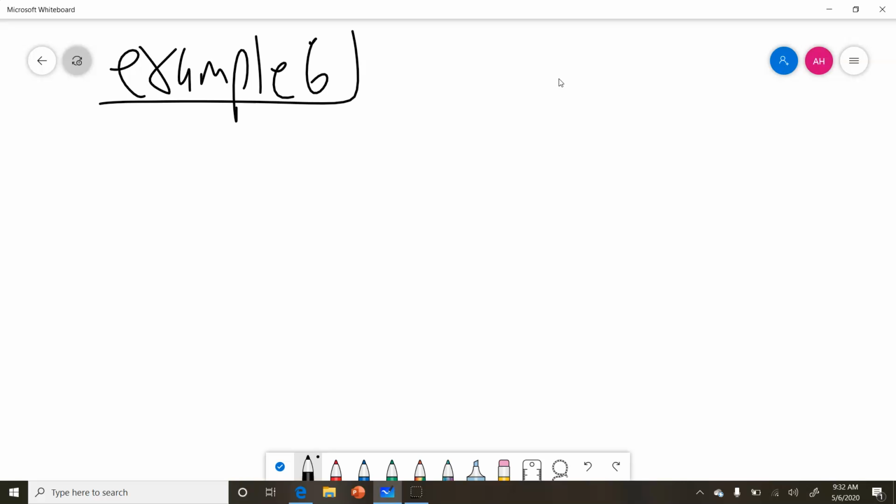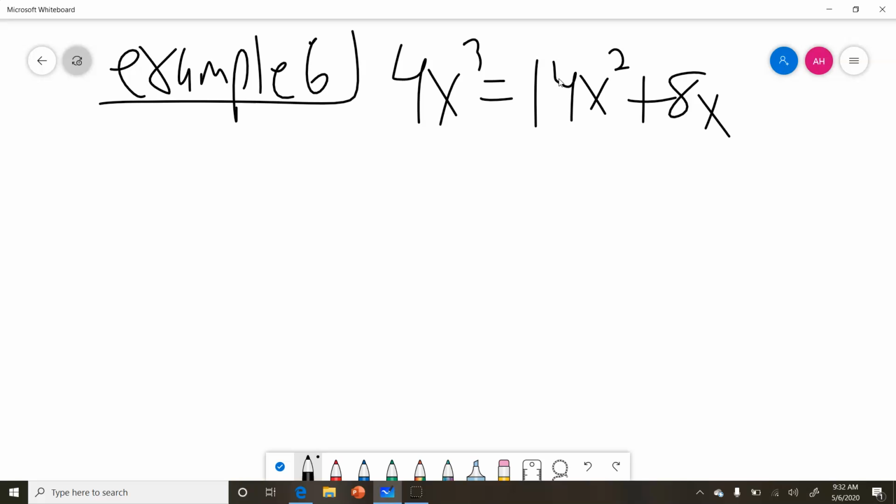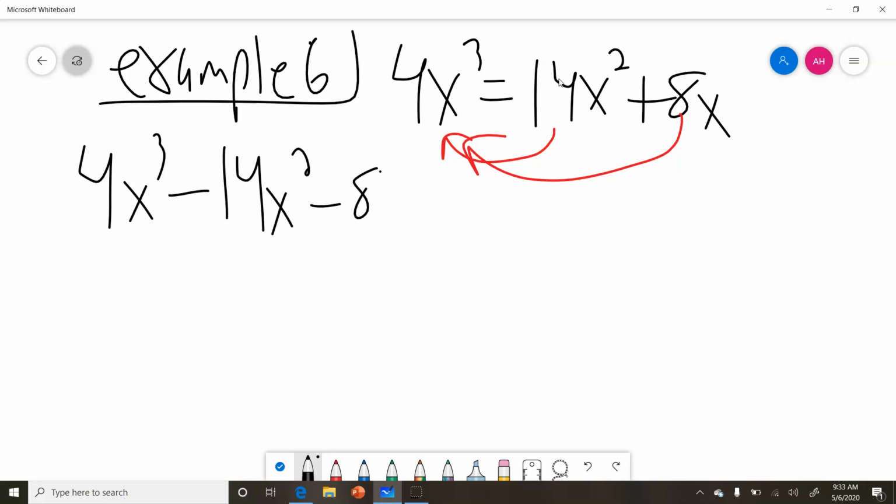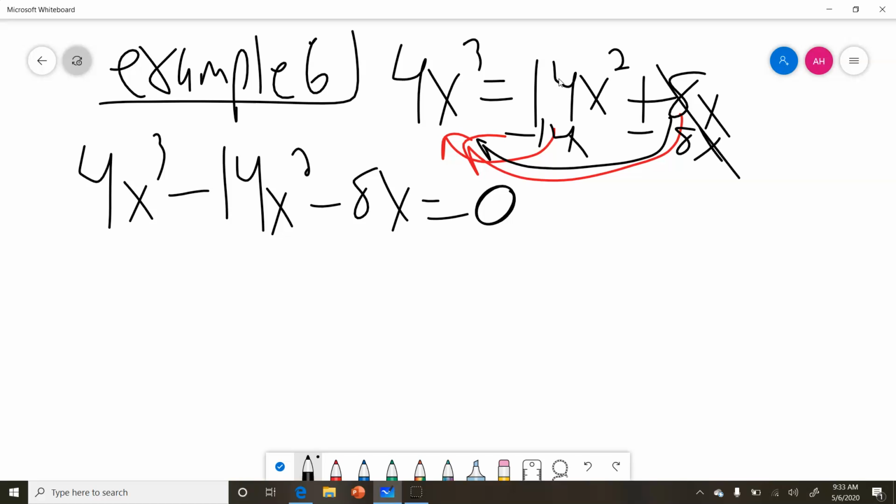They have 4x cubed equals 14x squared plus 8x. Okay, now the key part is that all these have to get on the same side. So I'm going to move this guy over here and this guy over here just by subtracting. So the 4x cubed is going to stay the same, and then I'm going to have minus 14x squared minus 8x equals 0. I just moved them over by subtracting 8x, canceling out, and subtracting 14x squared, canceling out.